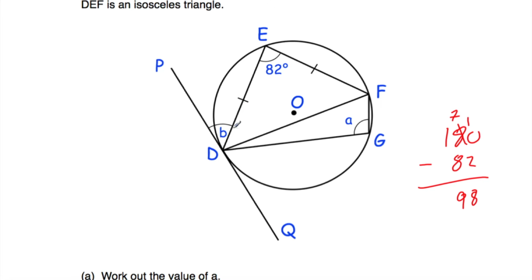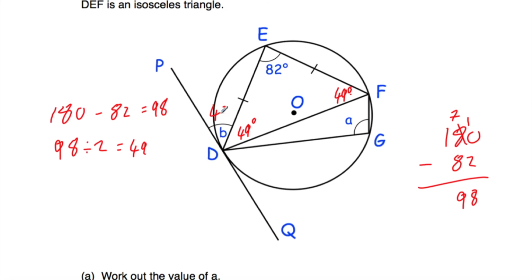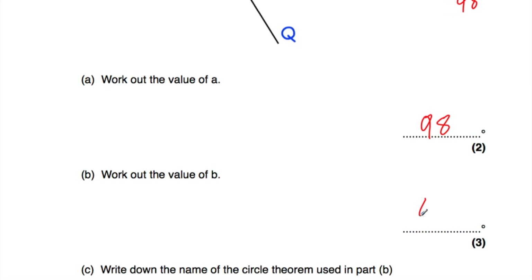We've got triangle DEF, and we've got the angle between the tangent and the triangle. That's the alternate segment theorem, and that angle will be the same as the opposite angle inside the triangle. Now this is an isosceles triangle, we were told that in the question, and we've got the two little lines to help us. So let's find the size of these two angles. 180 degrees take away 82 degrees is equal to 98 degrees. Then 98 divided by 2 is 49 degrees. So this angle is 49 degrees, and that angle is 49 degrees. Because of the alternate segment theorem, that angle will be the same size as that angle, so that's 49 degrees as well. So B is 49 degrees.